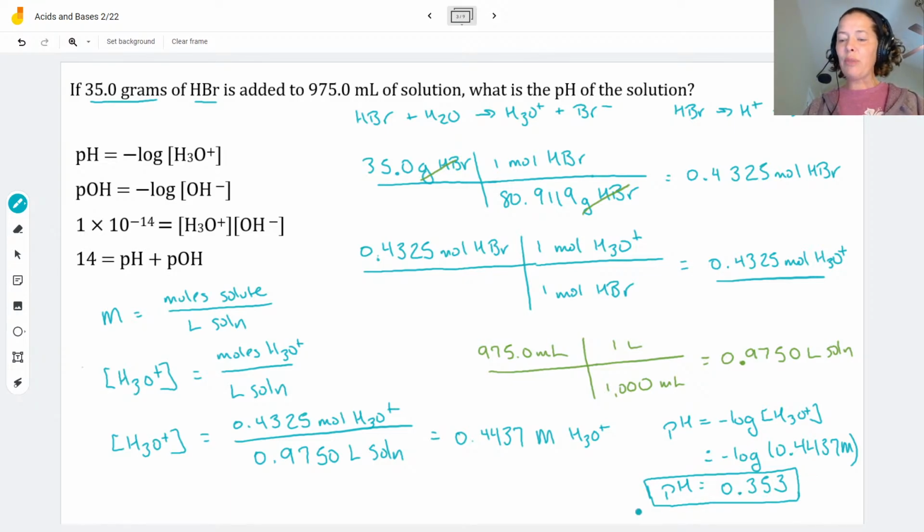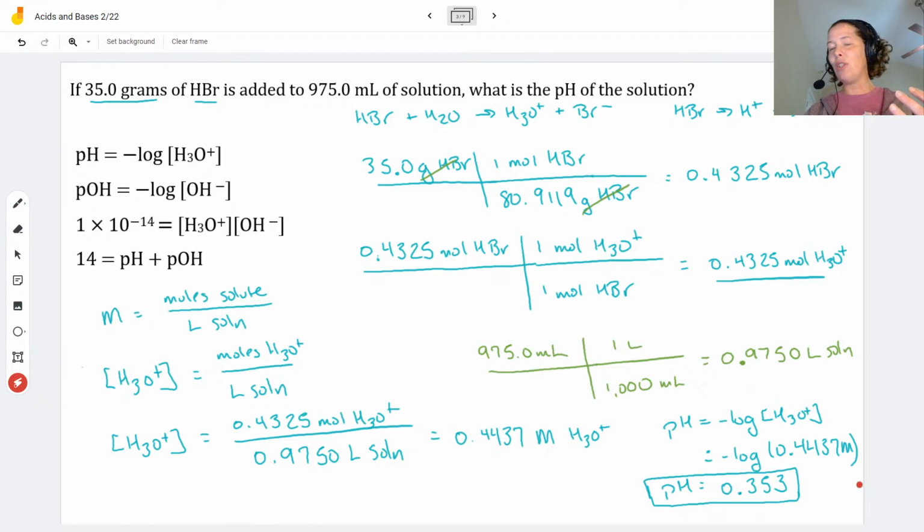Now, before I leave this problem, I do want to ask myself, does this make sense? Does it make sense that I have a really, really low pH, a very small pH? Well, yes, it makes sense. I have an acid in solution, so for sure my pH should be less than 7. I've got 35 grams, almost half a mole here, so I have a pretty good amount of a strong acid in solution. So yes, my pH should be very low, which tells me that this is a pretty reasonable answer, even if maybe I'm not sure about the number.